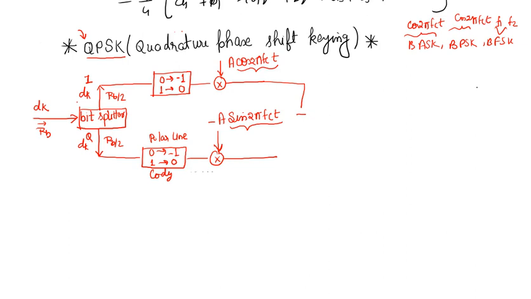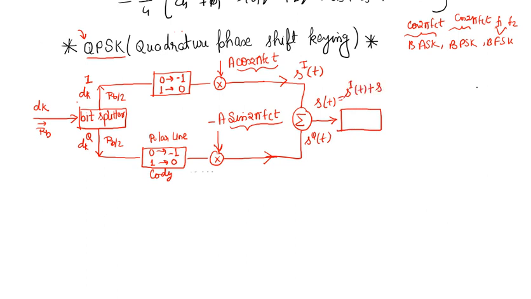And then the output of the first branch we represent with SIT and SQT. The upper branch is known as the in-phase channel, and the lower branch is the quadrature phase channel. Or you can also generate a sinusoidal signal: if this is cosine, then you apply a pi by 2 phase shift and you will get a sinusoidal carrier. So this is your ST, which is the summation of the in-phase signal and the quadrature phase modulated signal, and this is our effective QPSK signal.